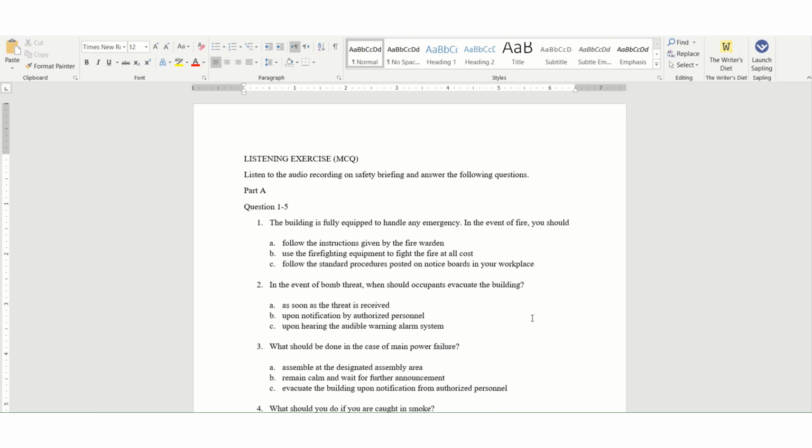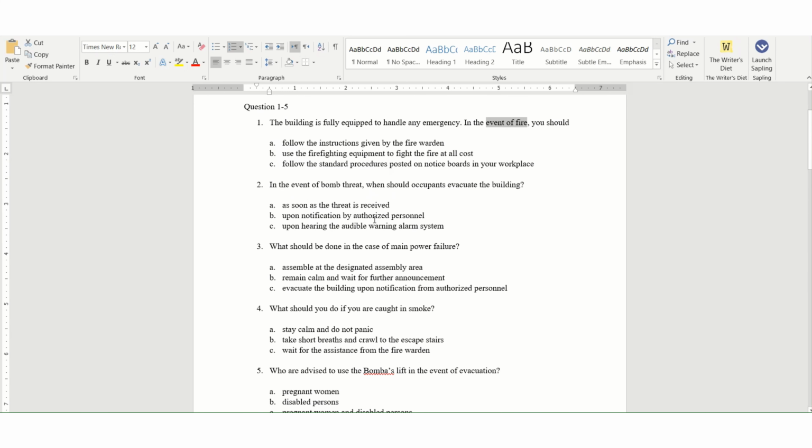For example, question number one here: the building is fully equipped to handle any emergency. In the event of fire, you should. So the keyword is fire, and what you should do. When you listen to the recording and hear this keyword, it will help guide you to get the correct answer.